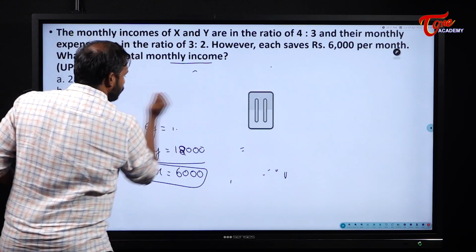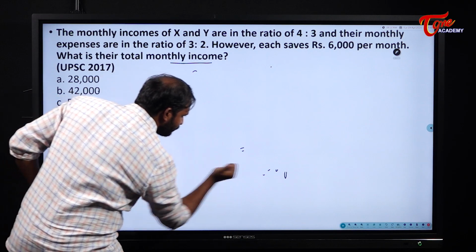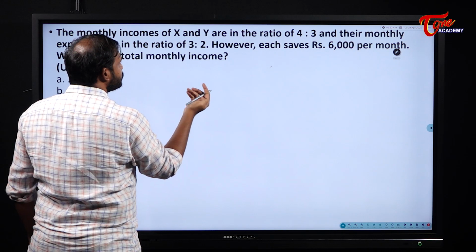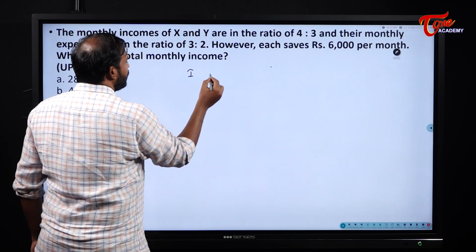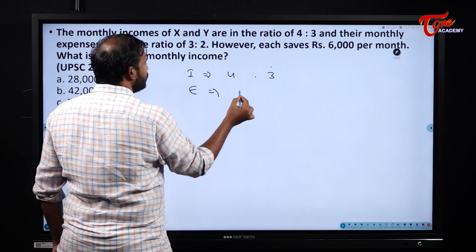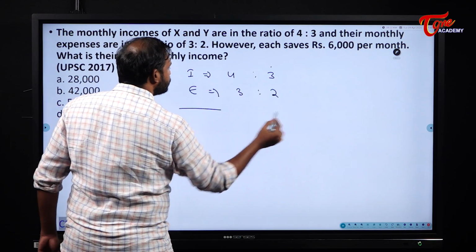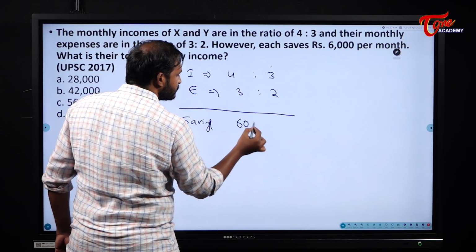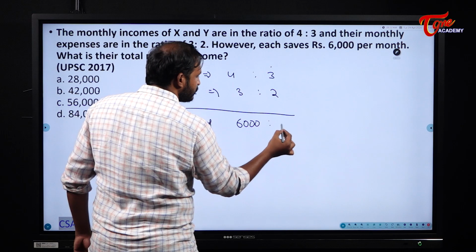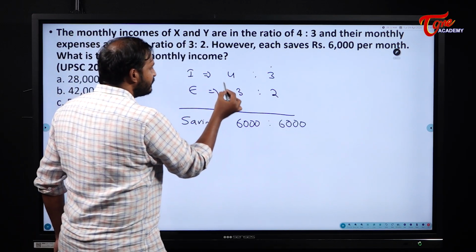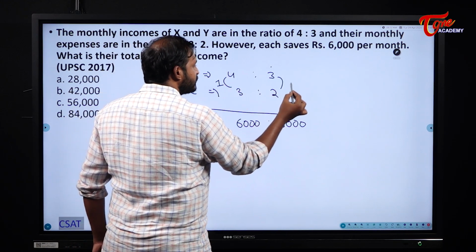Okay, now we will solve the same one using the shortcut method. See here, what is their incomes ratio, students? Here incomes ratio is 4:3. What about their expenditures ratio? 3:2. And when it comes to the savings, what did they give us? 6,000 here and 6,000 here. Luckily, if you observe, the difference between these two is one part and the difference between these two is also one part.